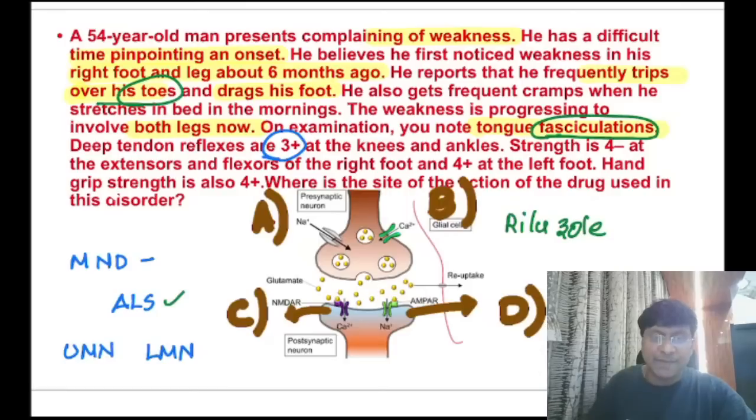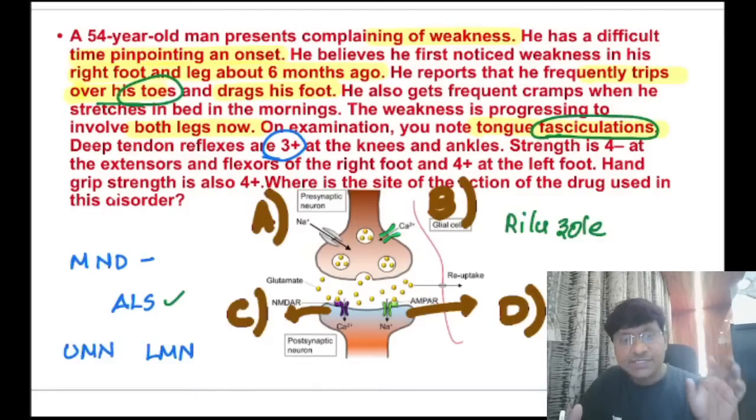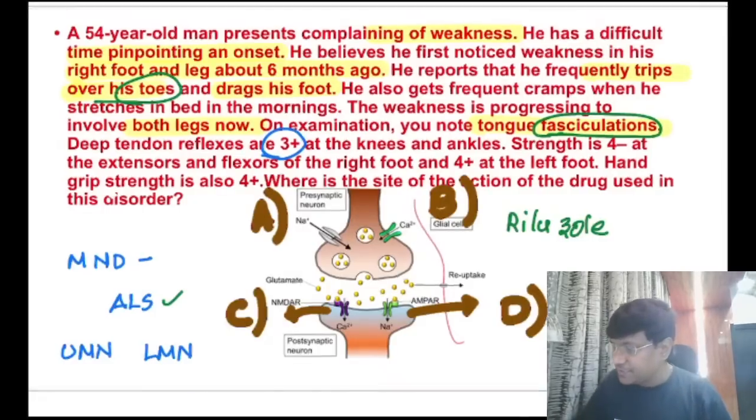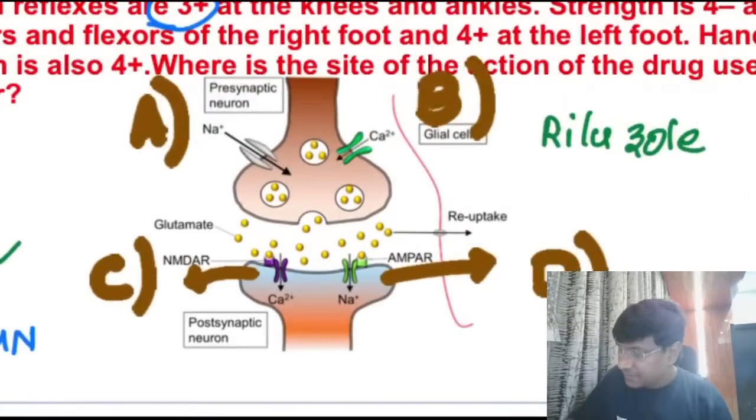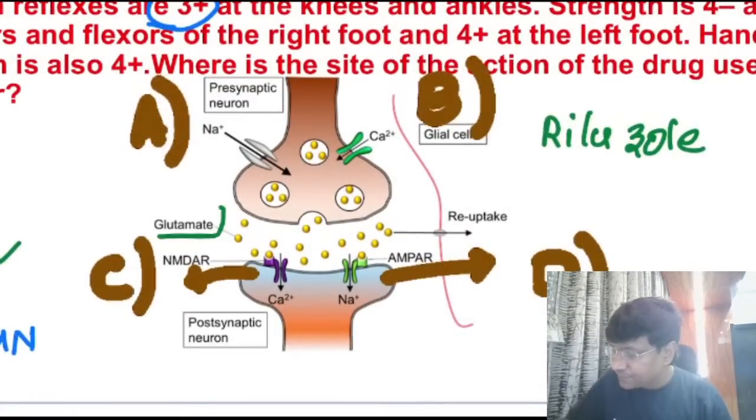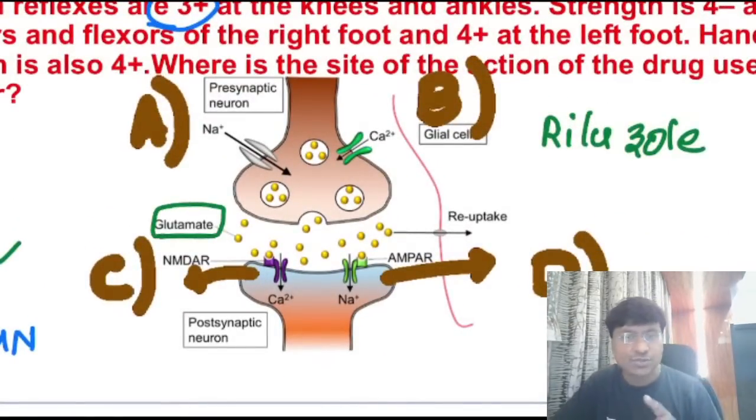First of all, you should know the pathogenesis of motor neuron disease or amyotrophic lateral sclerosis. Amyotrophic lateral sclerosis occurs mainly due to excessive release of the excitatory neurotransmitter glutamate. And why does that excessive release of glutamate occur? That is because of superoxide dismutase 1 transgene mutation.